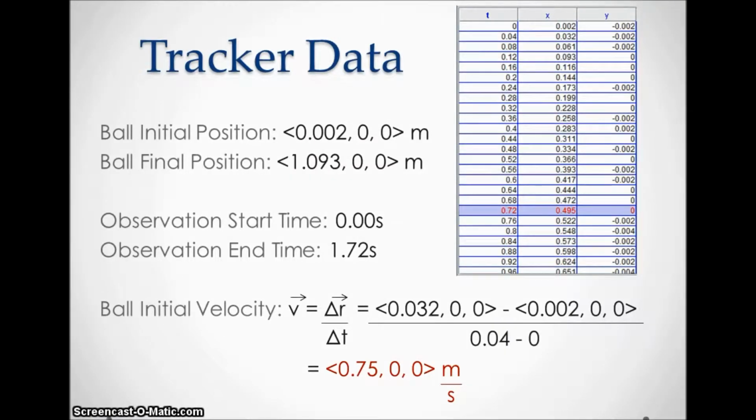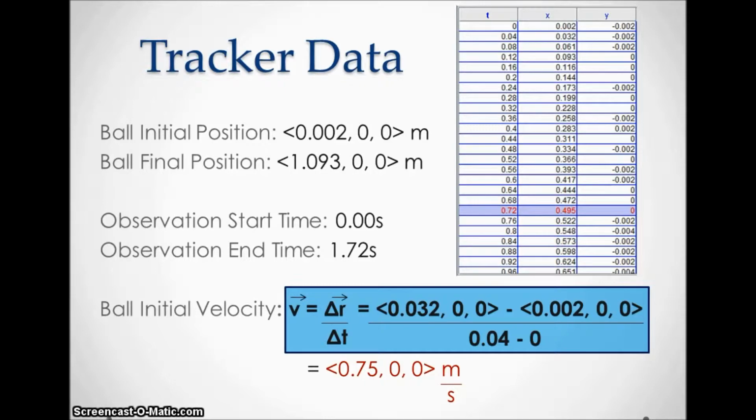The ball's initial position was 0.002 meters, the ball's final position was 1.093 meters, and the observation start and end times were 0.00 seconds and 1.72 seconds respectively. In order to calculate the ball's initial velocity, we used the following equation. Entering the corresponding information from the time versus position table from Tracker, I calculated the initial velocity to be 0.75 meters per second.